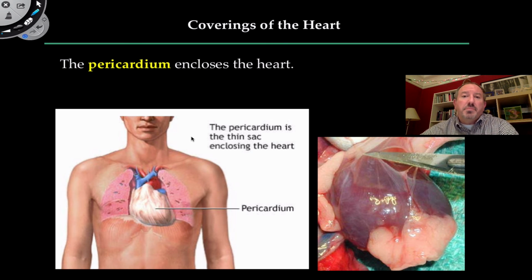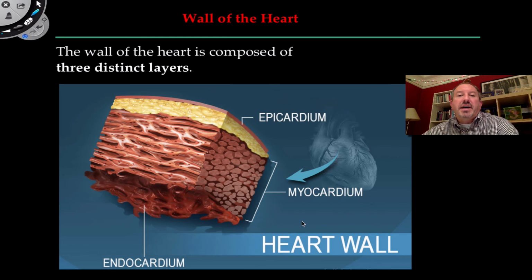But I want to talk a little bit about these layers. And so first off, you may not have known this, the heart is actually enclosed in a protective sac called the pericardium. So peri meaning around, so around the heart, as you can see over here. It's pretty cool. And the pericardium is a fascinating thing, but I'll get to it in a moment.